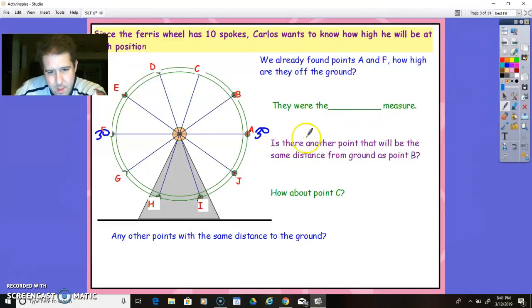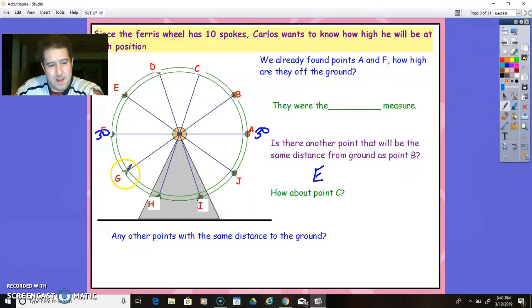So is there another point that will be the same distance to the ground as point B? So point E is the same height. So B and E are the same position around the circle. So we already found the A and F. How high are they off the ground? So A and F we already said was 30. How about point C? Point C is the same as D.